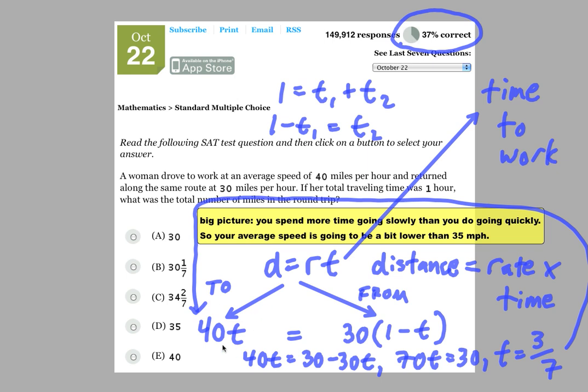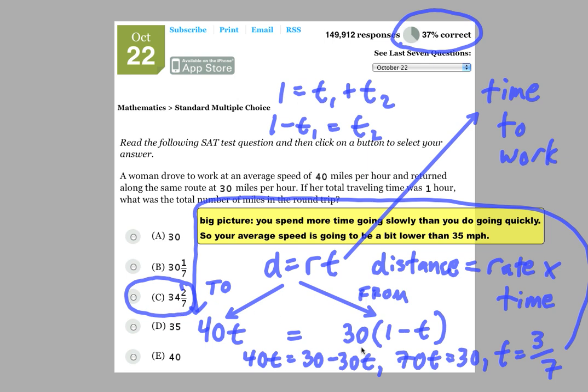So 40, right, times 3/7 is going to come out to 17 1/7, right? And that gives you the distance to work, but they want the total number of miles in the round trip. So if you multiply it by 2, it comes out to 34 2/7. So just like we suspected, the answer is going to be a little bit less than 35.